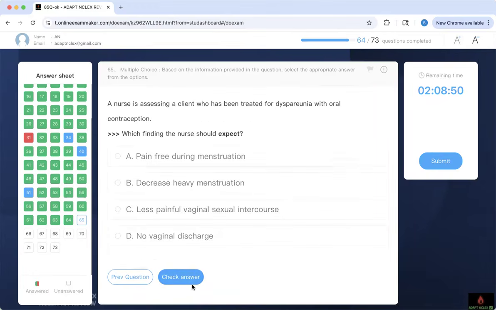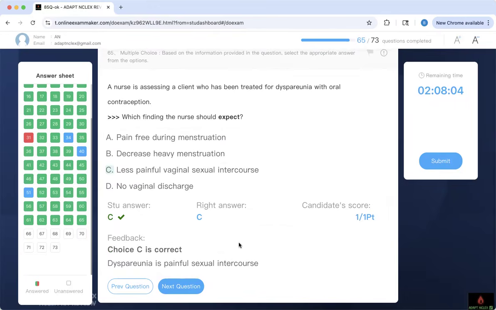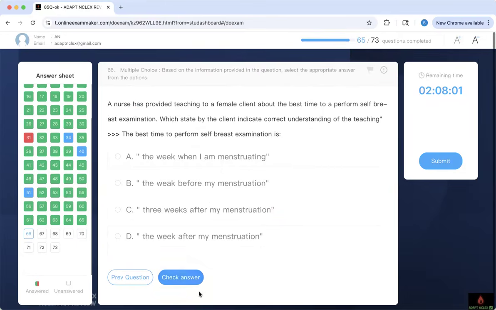So these are very, very important information we should do. And this is assessing a client who has been treated with oral contraception for dyspareunia. Which finding should the nurse expect? This is painful what? Intercourse. Therefore, what should be your right answer? Painful intercourse. No vaginal discharge, less painful vaginal intercourse, decreased heavy menstruation, pain-free during menstruation. It has nothing to do with menstruation. Menstruation is what? Dysmenorrhea. This is penetration associated with vaginal intercourse, and therefore is painful.